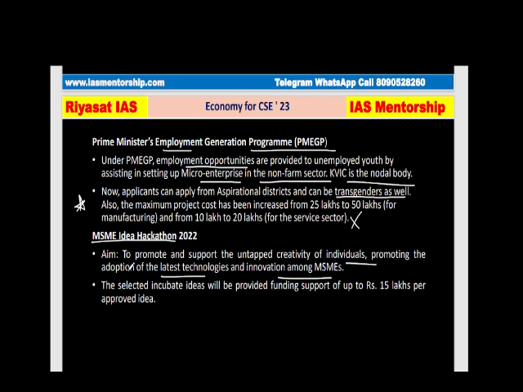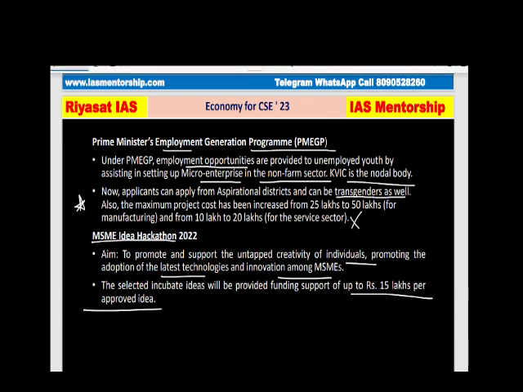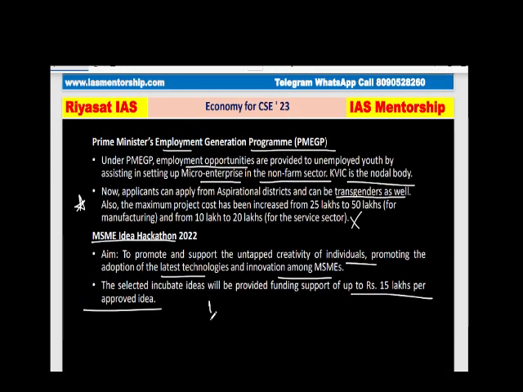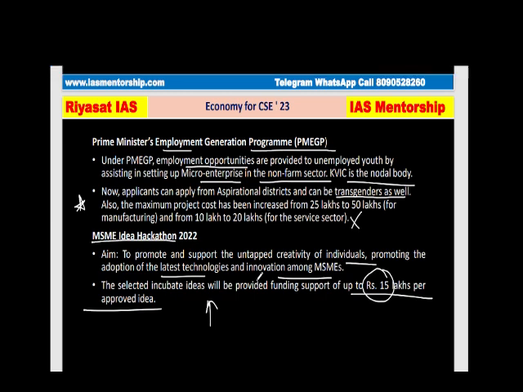And those who get selected will get a funding support of ₹15 lakh per approved idea, so that this idea can be approved. Clear? So this is your MSME Idea Hackathon 2022. Understood? Remember this amount. This amount is a factual thing you should know. A question came in Prelims that selected ideas will get 50 lakhs per approved idea, so you should be able to eliminate it. Clear till this point? I hope you are all getting it.